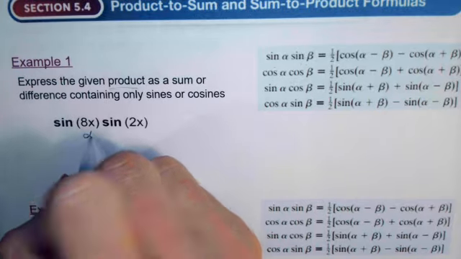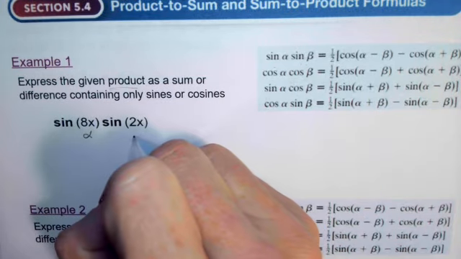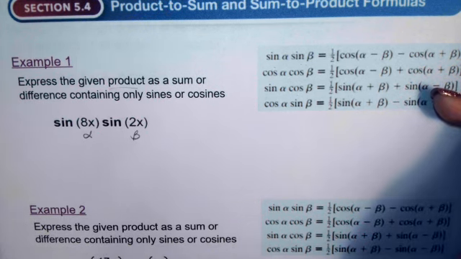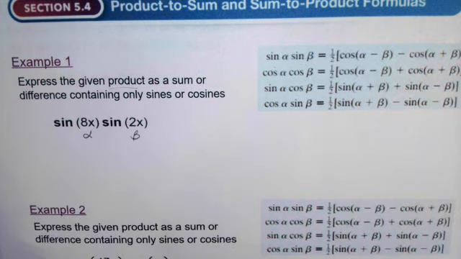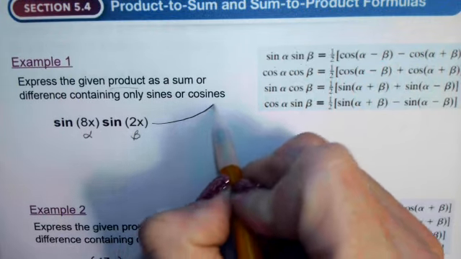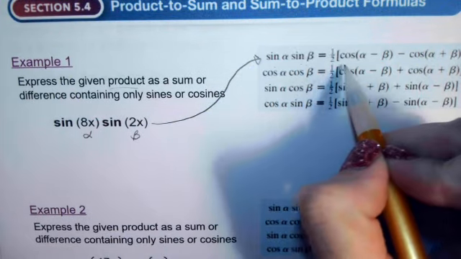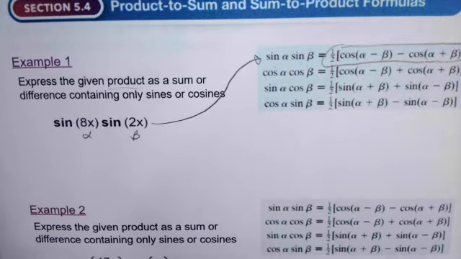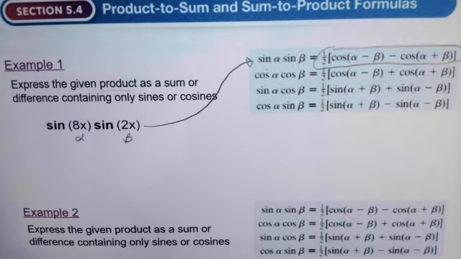This first one is always going to be your alpha. The second is always going to be your beta. And you can make them whatever variable you want. It's just with respect to these, they're using alpha and beta. So sine and sine means we are using this one here, so that's going to be this top one. That is probably half the game right there, making sure you select the right formula.